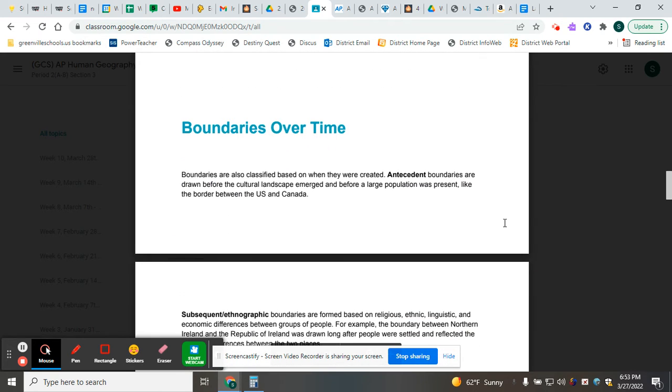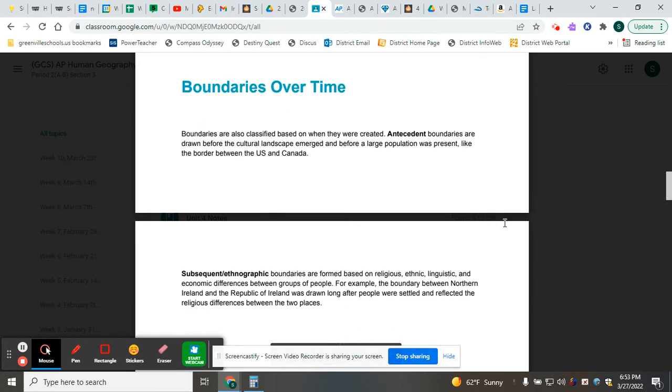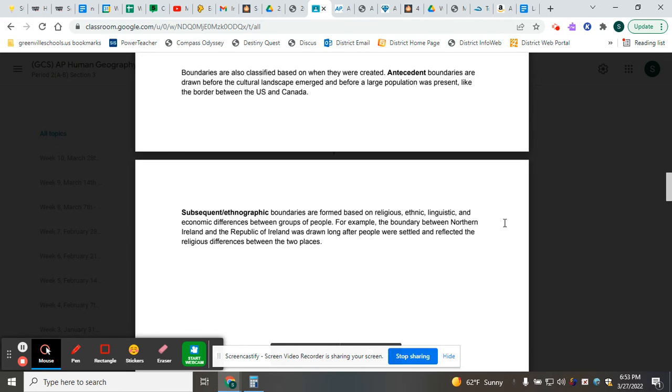Okay? Boundaries over time. Boundaries are also classified based on when they were created. What's called an antecedent boundary is drawn before the cultural landscape emerged and before a large population was present, like the border between the US and Canada. What we call subsequent or ethnographic boundaries are formed based on religious, ethnic, linguistic, again, that means language, and economic differences between groups of people.